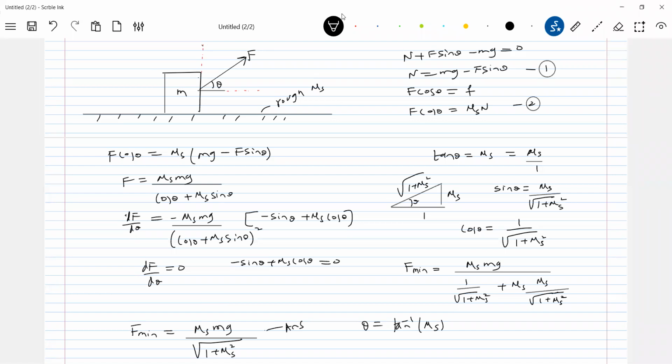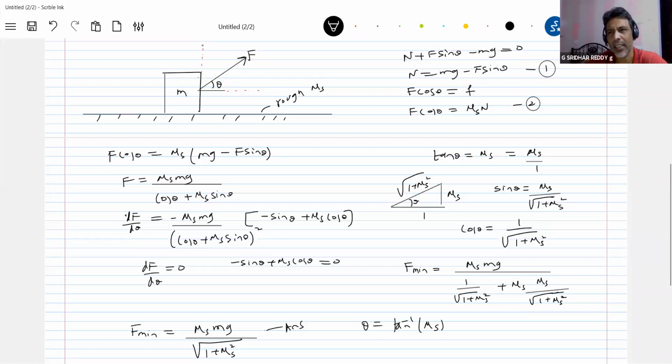Okay, fine. So do remember, this is something very important here. This is a pull force. What is the minimum pull force you should apply? So if you apply at an angle, then what happens? It will become minimum. Any reason for that? I think it's quite clear, no?